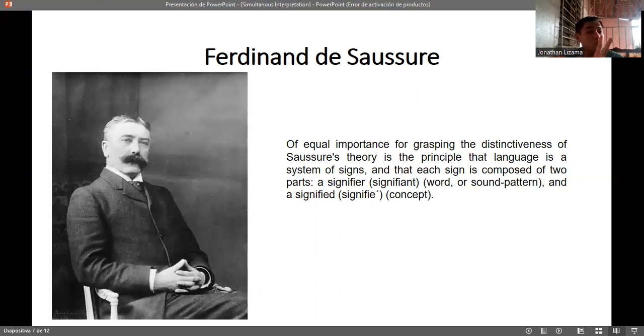Importance of grasping the distinctiveness of the word. Theory is the principal language system of science.